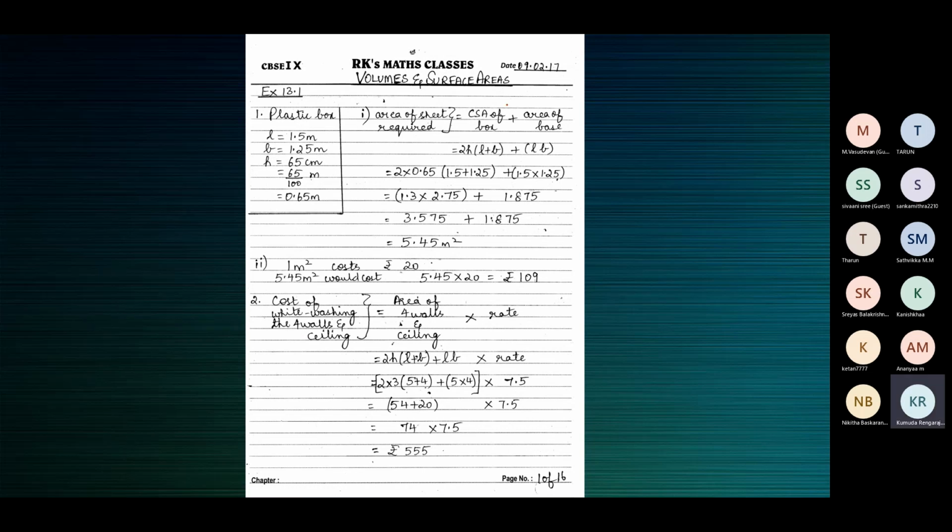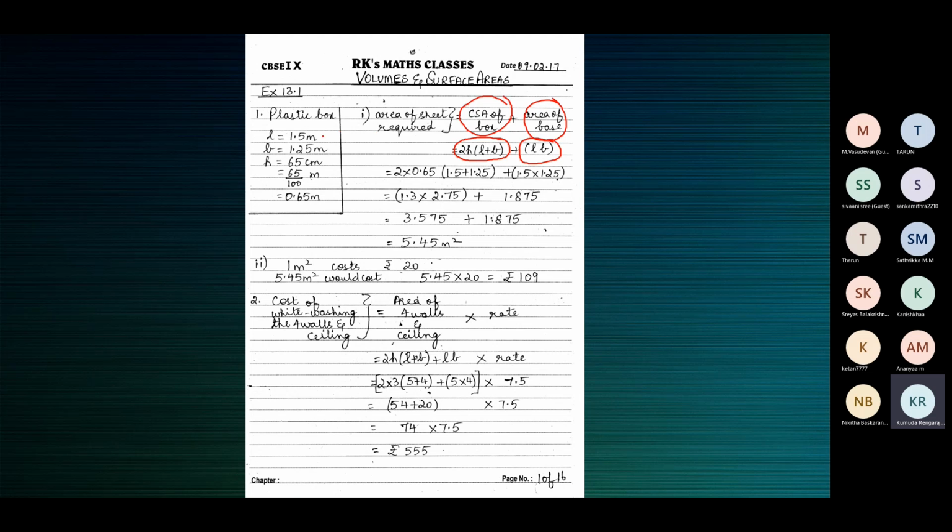Okay, so clearly it's the curved surface area of the box plus the area of the base. So these are the surfaces where the plastic has to be used. And we've seen the formula to find the CSA of a cuboid. It is 2h into L plus B. And the area of the base is a rectangle. L into B is the area.